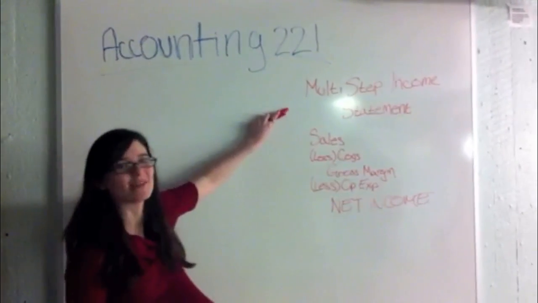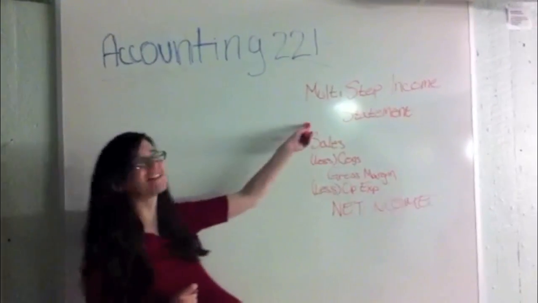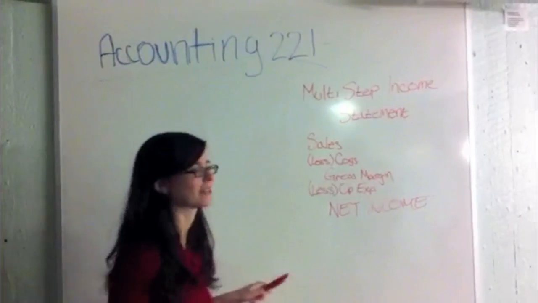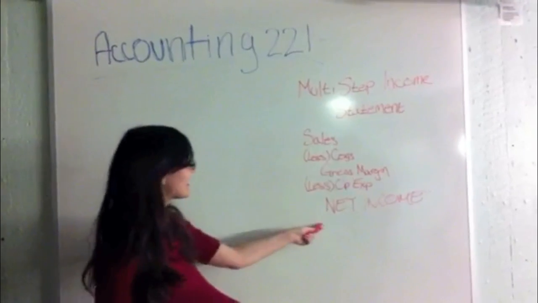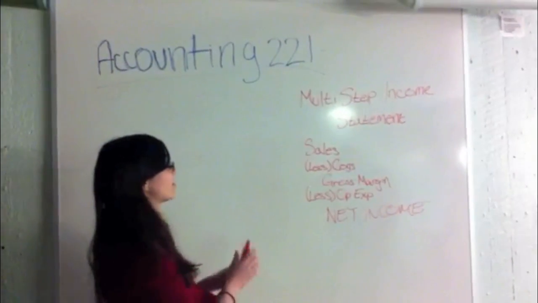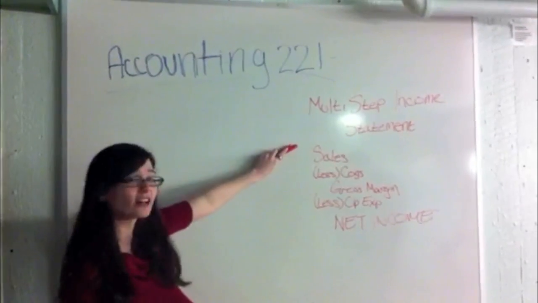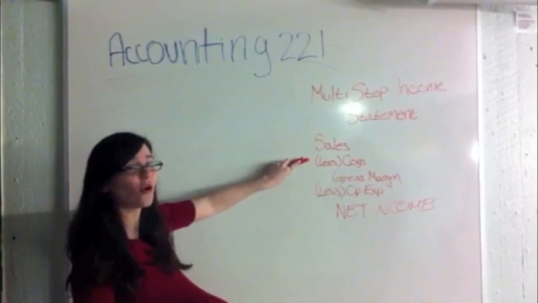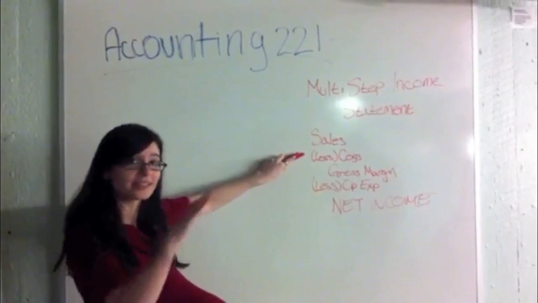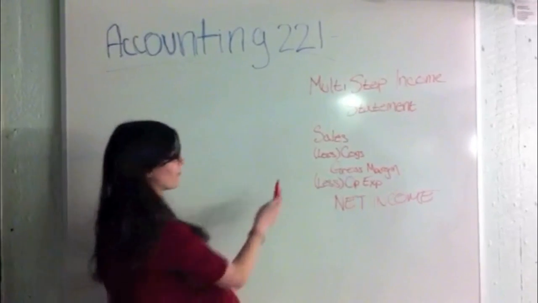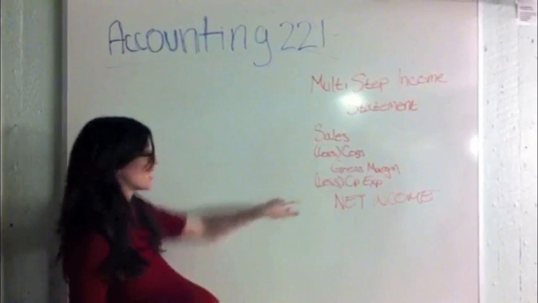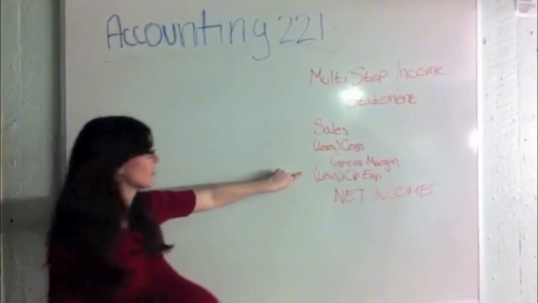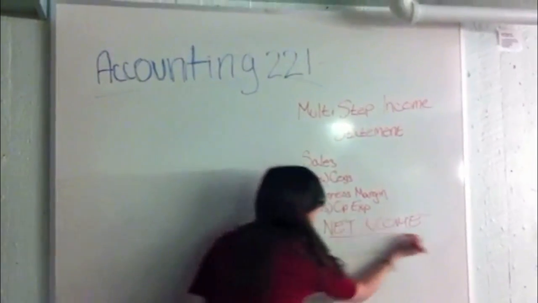Because the first income statement just wasn't confusing enough, here's another one, the multi-step income statement. Now, to get the net income from the multi-step income statement, you're going to take your sales and minus your COGS. COGS stands for cost of goods sold. That is the units you sell times how much you purchase them for. That'll give you the gross margin. When you minus the operating expense from the gross margin, you get your net income.